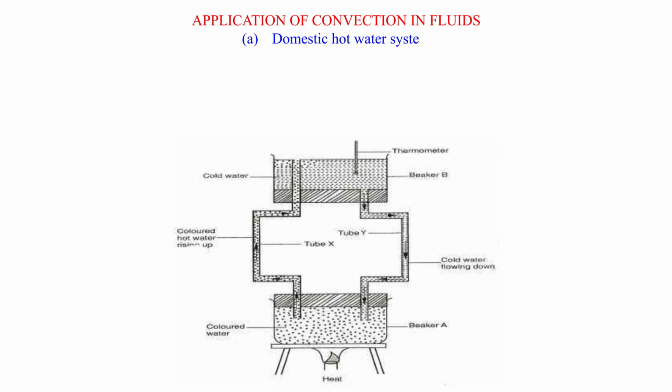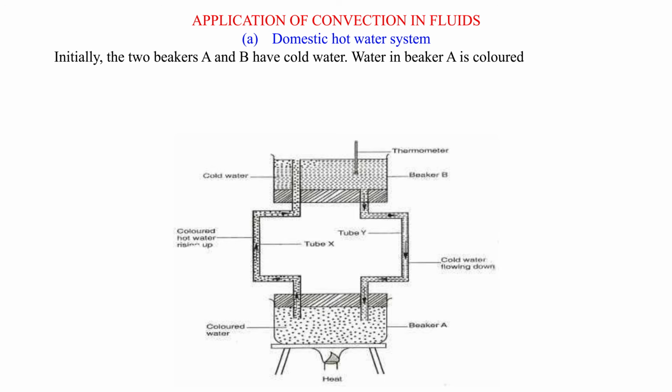Application of convection in fluids. A. Domestic hot water system. Initially, the two beakers A and B have cold water. Water in beaker A is colored to distinguish it from that in beaker B.